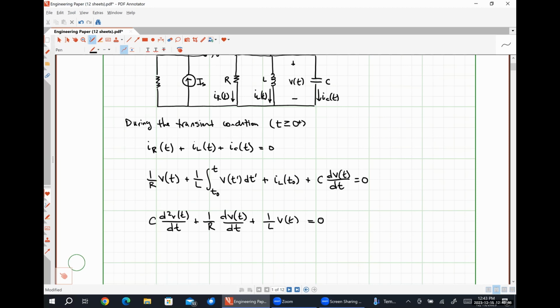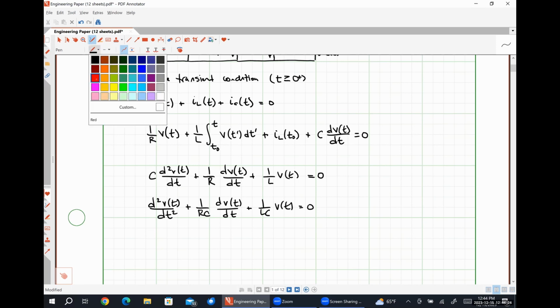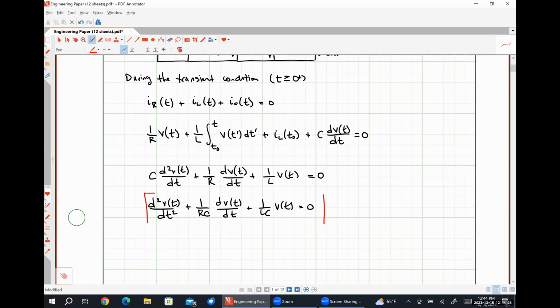And now I'm going to divide both sides of this equation by C such that the coefficient on my second derivative term is 1. Okay. So now I will have the second derivative of my voltage with respect to time plus 1 over RC times the first derivative of my voltage with respect to time plus 1 over LC times my voltage is equal to 0. And so I have a nice, neat, homogeneous second order differential equation. Okay. In a couple of days, we're going to come back to this relationship, so that's why I'm putting a box around it.